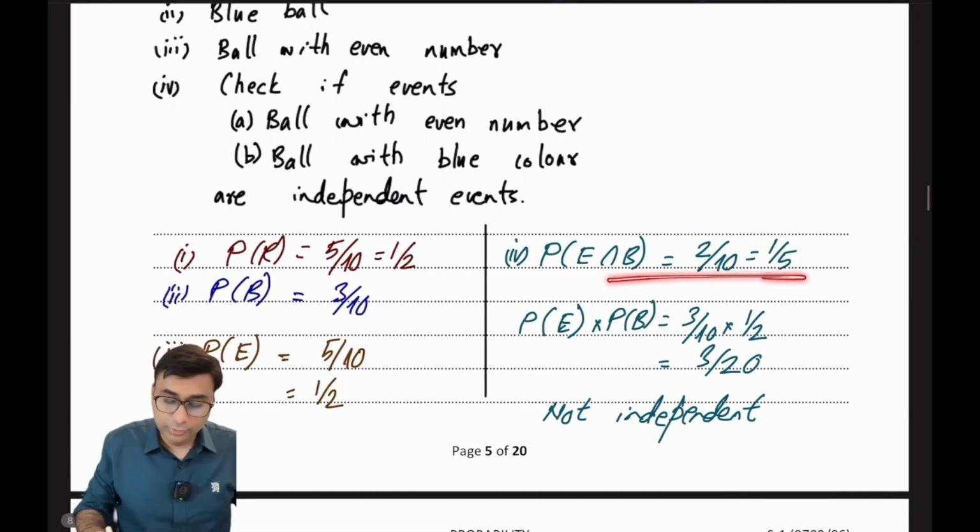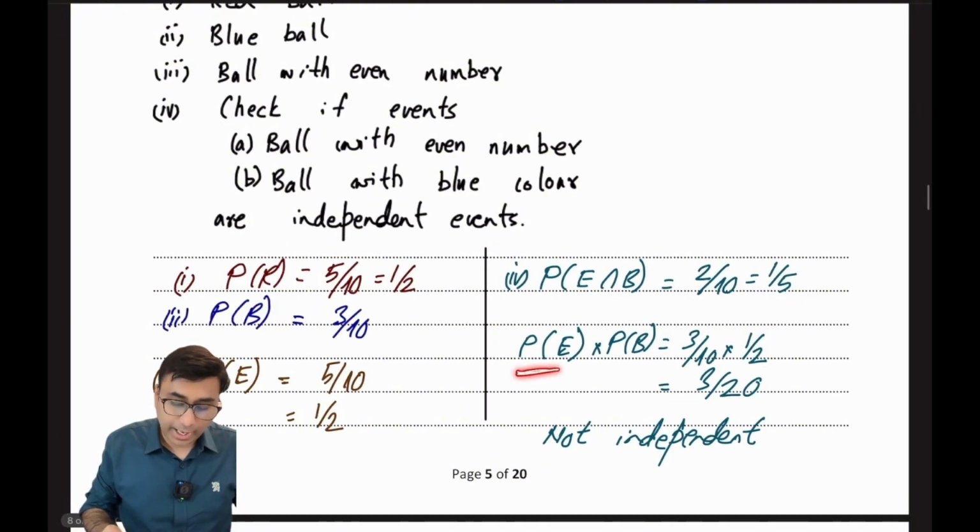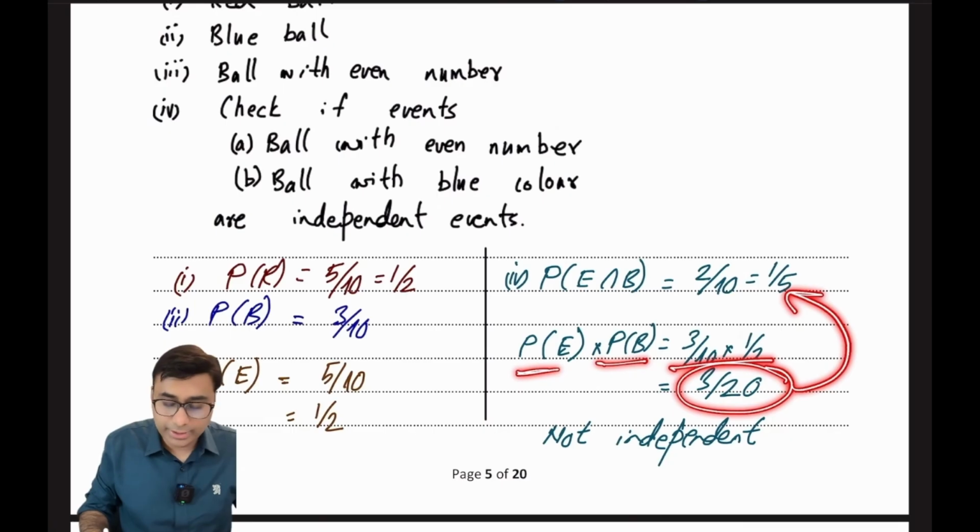So if I look at the probability of intersection of 2 events, that's coming out to be 2/10, which is 1/5. But I've already found out the probability of even and blue. If I multiply these probabilities, that does not come out to be equal to probability of E intersection B. So that means that the probability of E intersection B is not equal to probability of E times probability of B. Hence, these events are an example of not independent events.